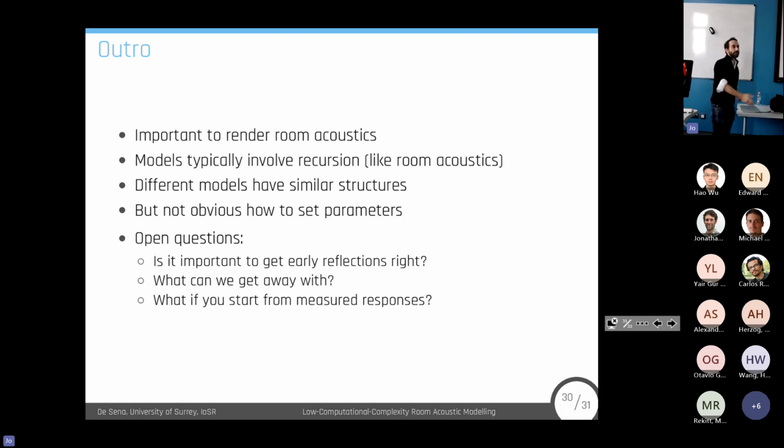Also, another question is, what if we start from measured responses? What if you have on your AR glasses some measured responses and you want to model that? How to then fit the parameters of all these models is not really obvious. There has been some work also in differentiable artificial reverberation models that goes in that direction. And that's the only time I mention deep learning in this talk, I just want to point out.